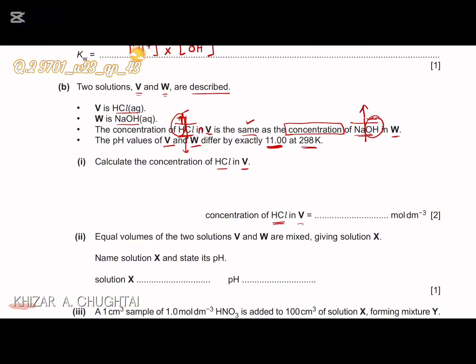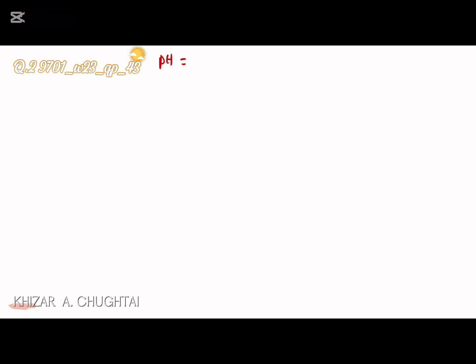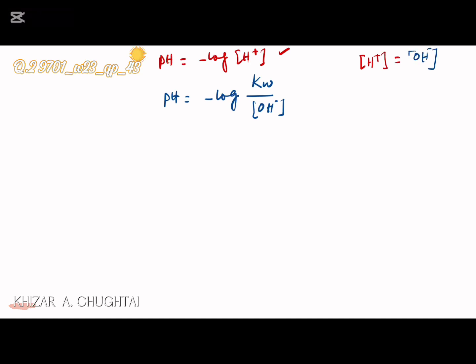Just have a look. We know that the pH formula is minus log of H positive ion concentration. This is the formula of pH to calculate the pH of a strong acid, usually a normal acid. But if I'm going to find the pH of an alkali, then this formula can be written as Kw over OH negative ion concentration. Here in this question, the H positive ion concentration is equal to the OH negative ion concentration.